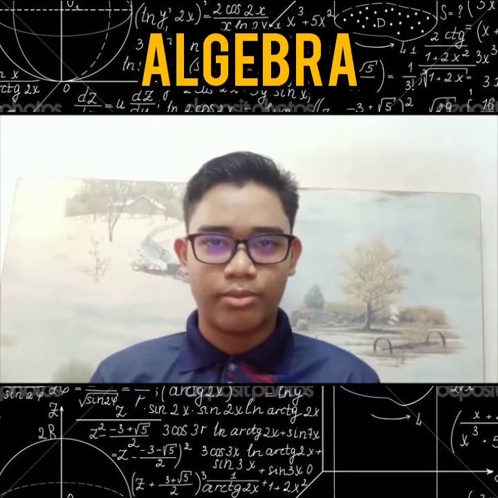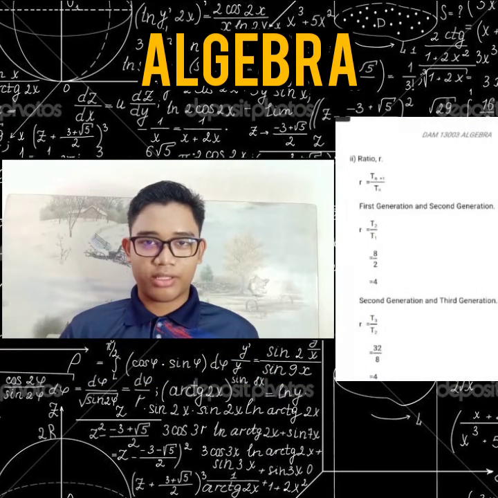For question 1B2, what is the ratio of the second generation with the first generation, and the third generation with the second generation? For answering this question, we need to use the formula r equals Tn+1 divided by Tn. So the answer for the ratio between each generation is the same, which is 4.